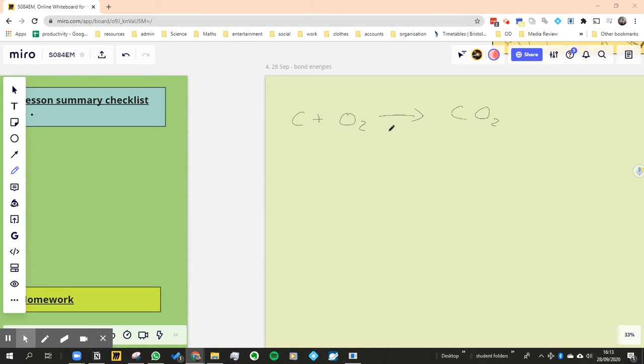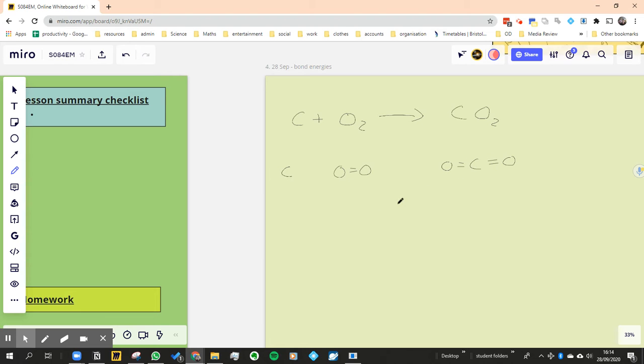So if you think about it, whenever carbon is reacting with oxygen, eventually what it needs to do to make carbon dioxide is make this molecule here. And it started off with a carbon atom and an oxygen molecule. So basically it had to break some bonds. We had to break these bonds, and it had to make these bonds.